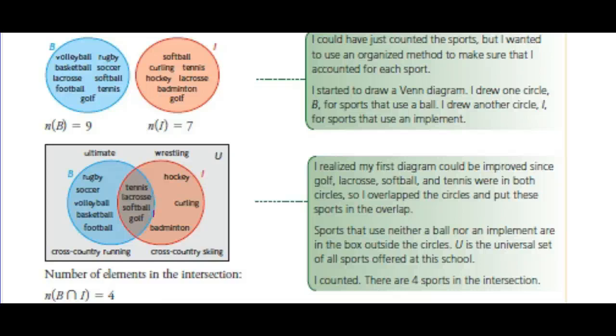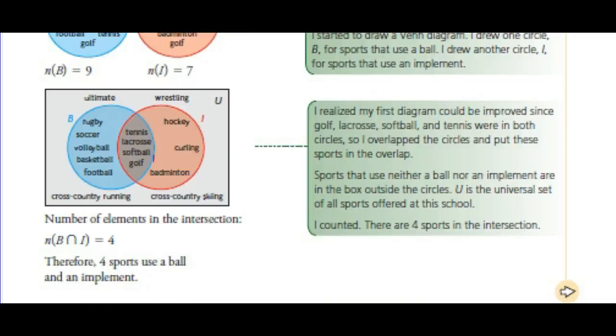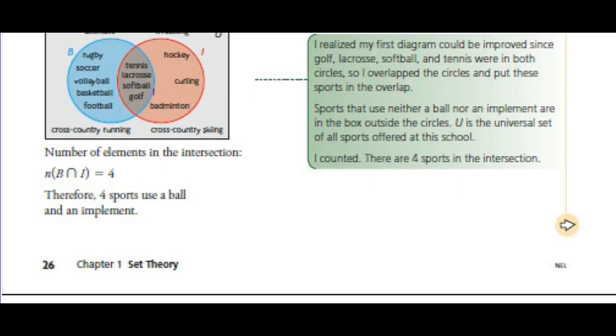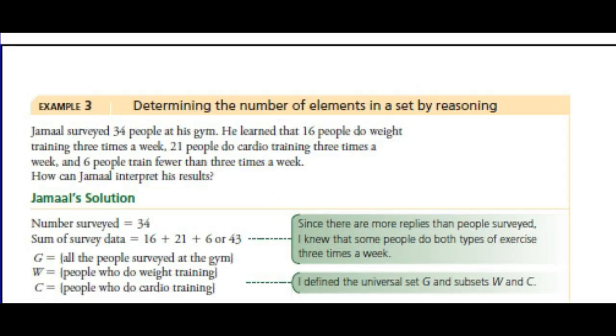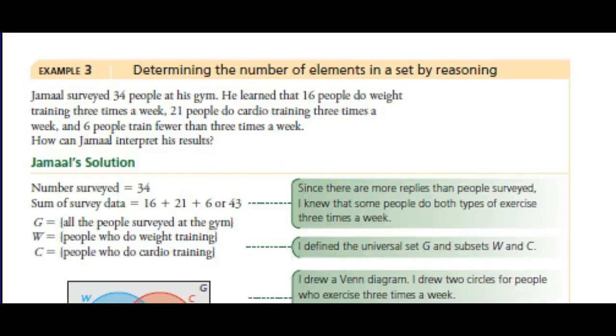1, 2, 3, 4, right? How many use neither ball? 1, 2, 3, 4, right? It's neither ball. I don't know. Cross-country skiing, I think there's an implement in there. So we do differ a bit on how we categorize them. So they did it a little bit differently. Here's their answer to all the stuff, leading to determining the number of elements in a set by reasoning. This is pretty much what you're going to use, reasoning. We don't want to do formulas, right? You want to stay away from formulas. So you just reason it out.